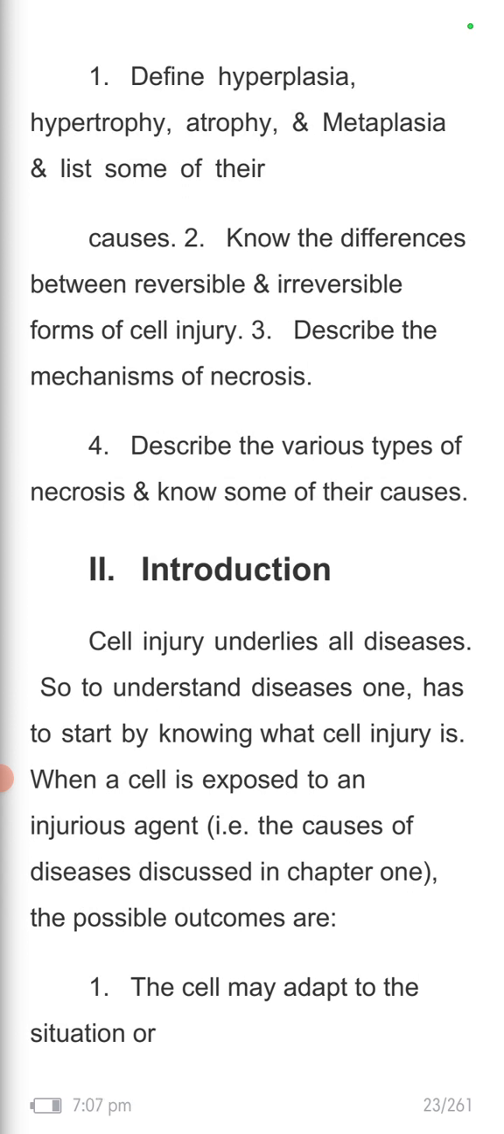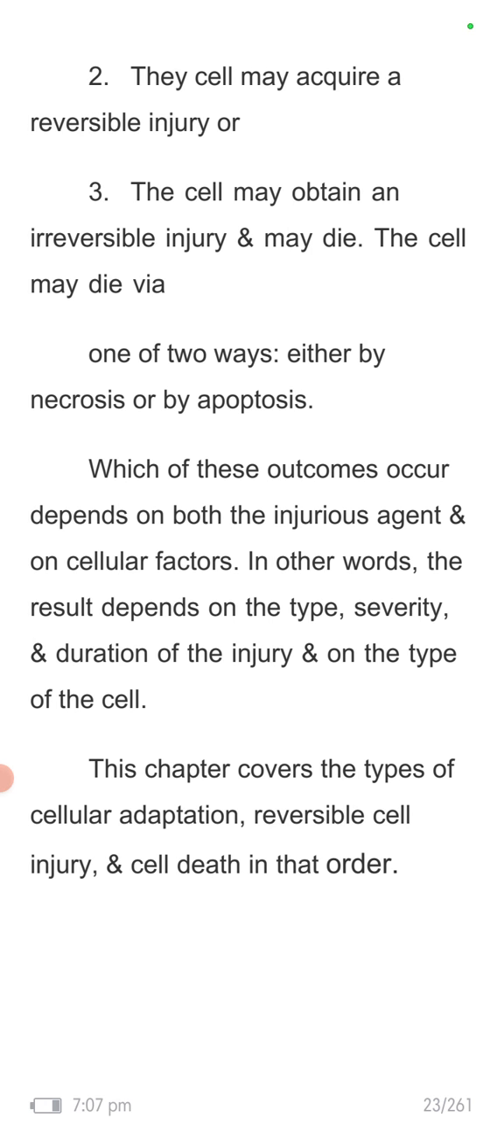When a cell is exposed to an injurious agent, that is, the causes of disease discussed in chapter 1, the possible outcomes are that the cell may adapt to the situation or acquire a reversible injury. They may obtain an irreversible injury and may die. The cell may die via one of two ways, either by necrosis or apoptosis.